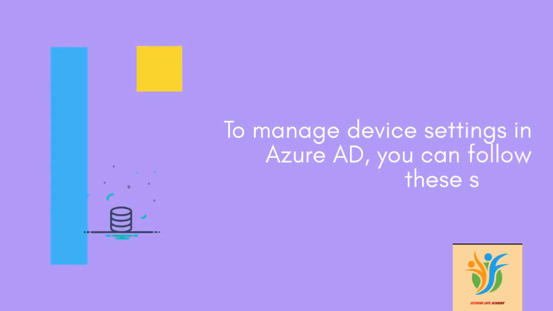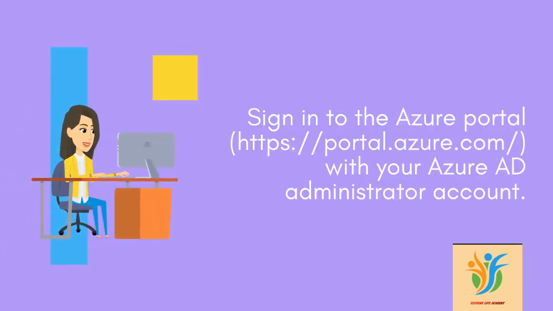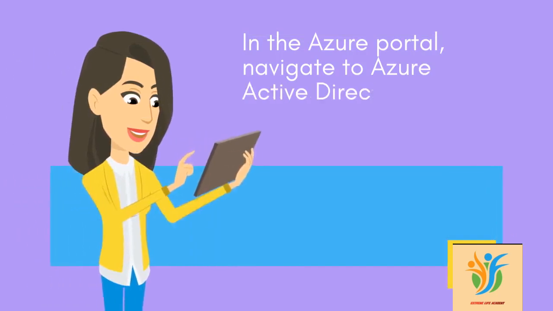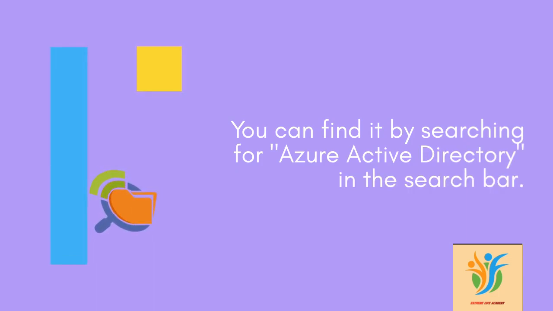To manage device settings in Azure AD, you can follow these steps. Sign into the Azure portal, https://portal.azure.com/ with your Azure AD administrator account. In the Azure portal, navigate to Azure Active Directory. You can find it by searching for Azure Active Directory in the search bar.